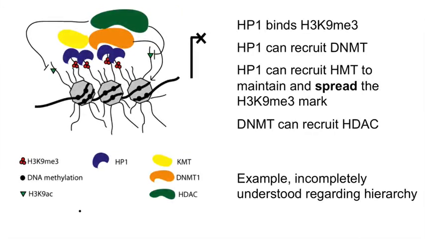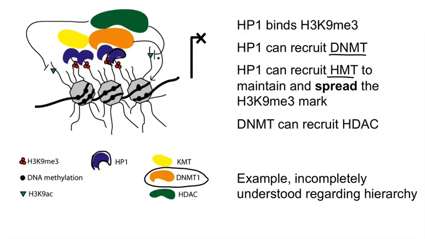So to go through one example, this isn't by any means a completely understood example, but an example of how this all works. We have these nucleosomes, which are shown again as these grey octagons. And so HP1, which is shown here as the blue protein, can bind to H3K9 methylation. We know HP1 can then recruit DNMT1, shown here as the orange. So DNMT1 can then methylate these CpG dinucleotides in the DNA, but HP1 can also recruit in a histone methyltransferase, and it can then enable spreading of the H3K9 methylation mark to other neighbouring nucleosomes.